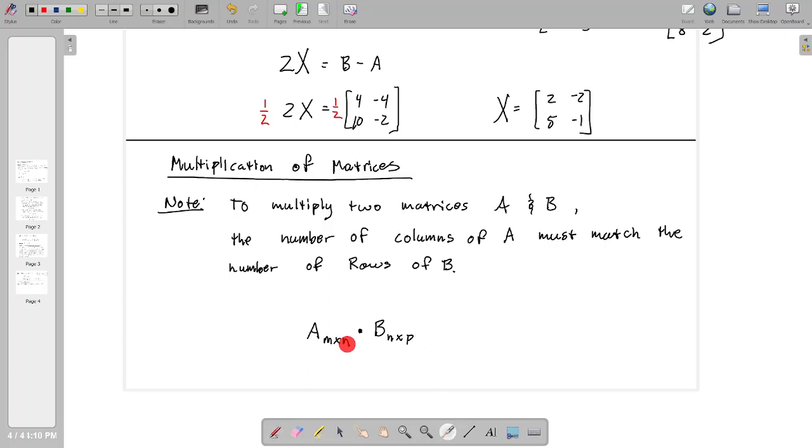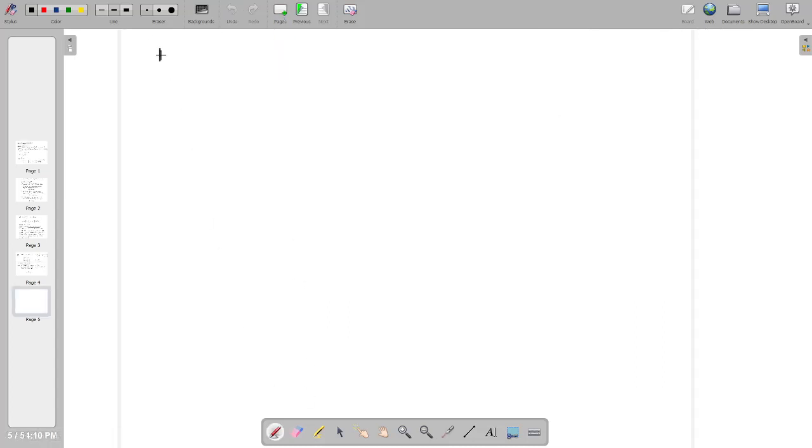This is okay because the number of columns in A is n, and the number of rows in B is n. These two match. Since they match, we can multiply these two matrices together. It does not matter how many rows A has and how many columns B has. It only matters that the number of columns of A matches the number of rows of B. And this is very, very important. Let me show you why. Let me show you an example here.